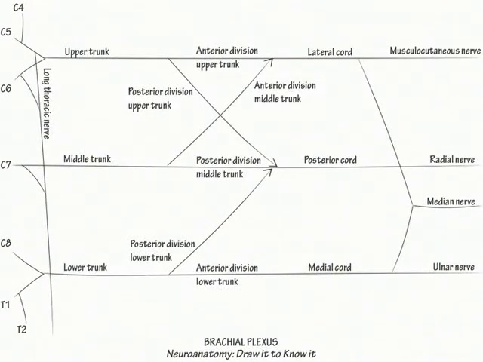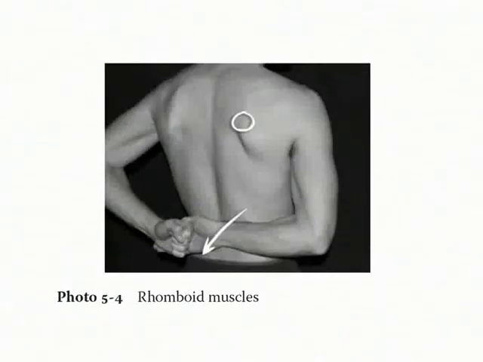Then show the dorsal scapular nerve originates from C5. It innervates the rhomboid muscles, which pull the scapula in the opposite direction of serratus anterior, toward midline and downward. Injury to either of these muscles or the trapezius muscle, which cranial nerve 11 innervates, results in scapular winging.